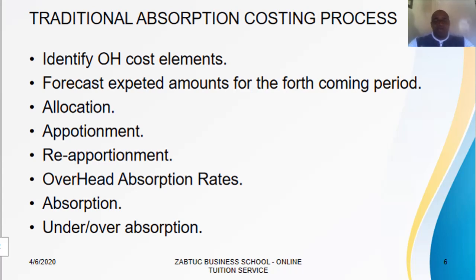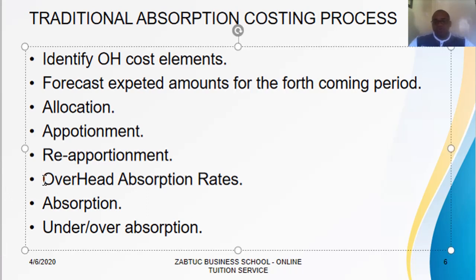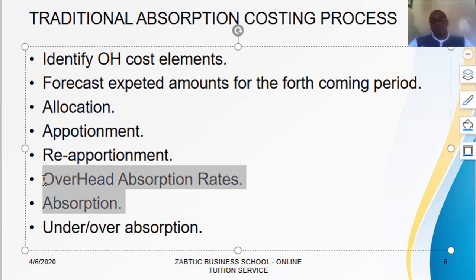So the question is, out of this traditional process, which one may be necessary for this paper? Do we need to know, to revise everything? No. For this paper, we need these two. We may have to calculate overhead absorption rates and use them to absorb the overheads into products, into customers, into cost objects. And then after you have calculated overhead absorption rates, then you do the actual absorption. So those two are what you need from the traditional process. The other items, not for this paper.